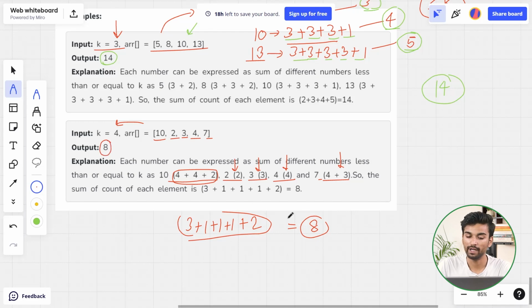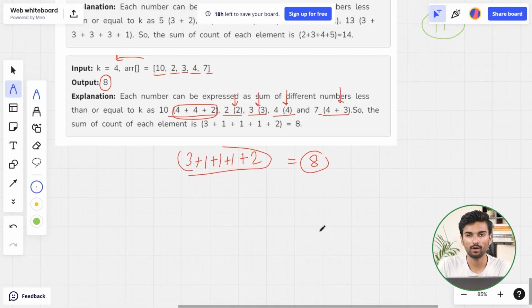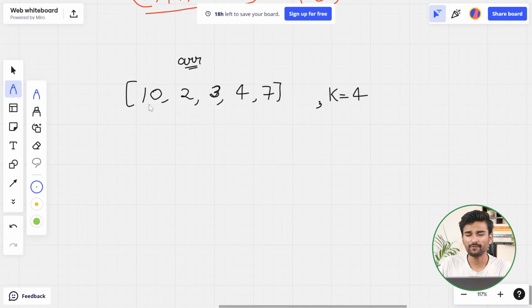So I hope this example and problem statement is clear to you. Now let's move to the solution part. As we can see, for every particular element I have to divide it into the minimum number of parts, so that I can sum up all these numbers to make this number again. For example, 10. There are many ways to divide 10, but to divide it in minimum numbers, there will be only one way. Also, we have to keep in mind that every element should be less than or equal to 4, right?